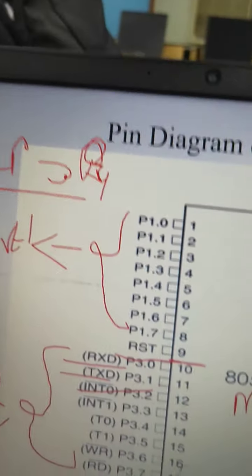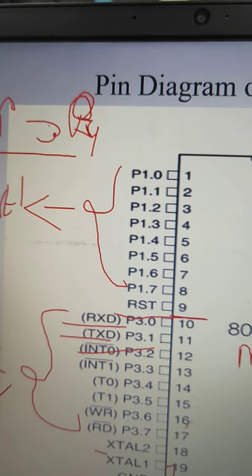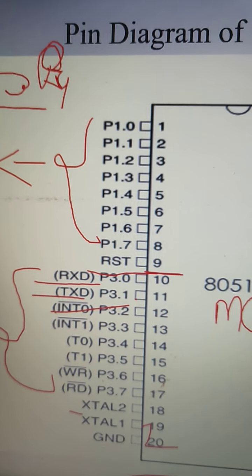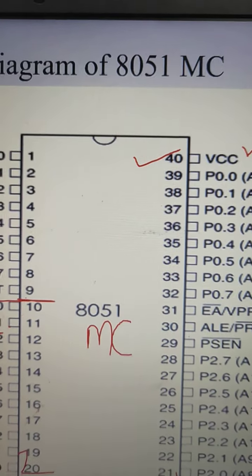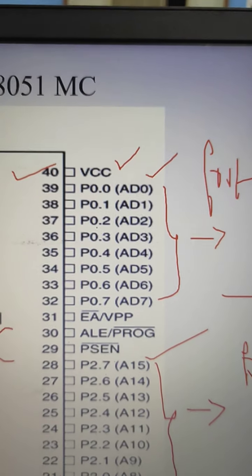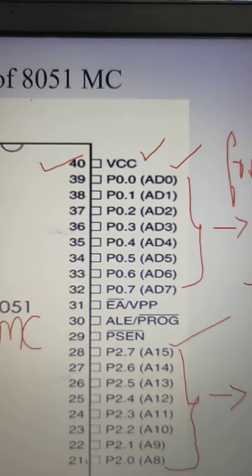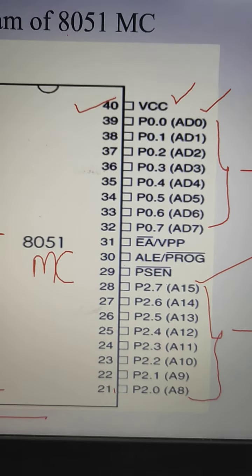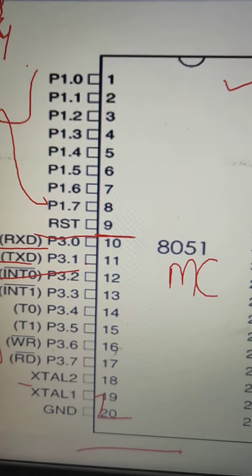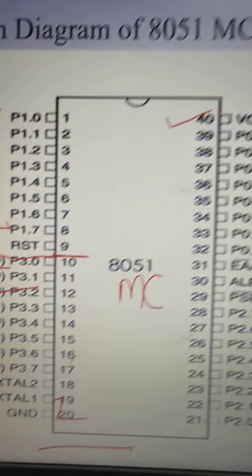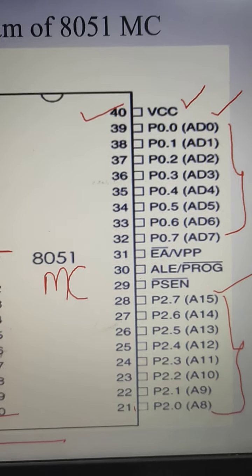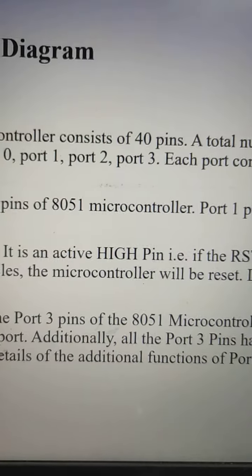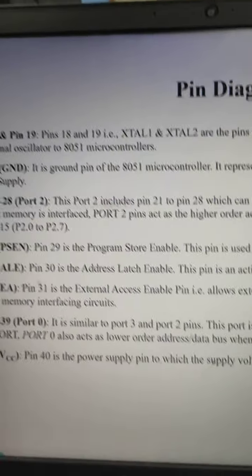Observe here, port 1 is pins 1 to 8, port 3 is pins 10 to 17, port 2 is pins 21 to 28, and port 0 is pins 32 to 39. A total of 32 pins have been used for ports. Okay, and 2 are for crystal oscillators and 2 are for power supply, and we are left with 3 pins, that is 29, 30 and 31. That has also been explained here.